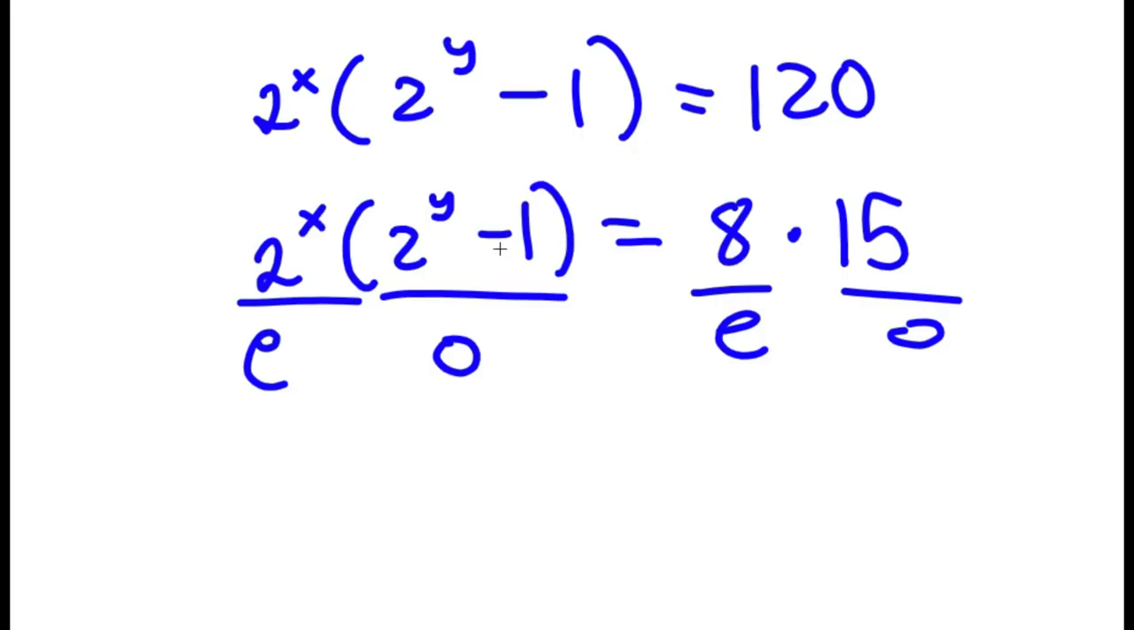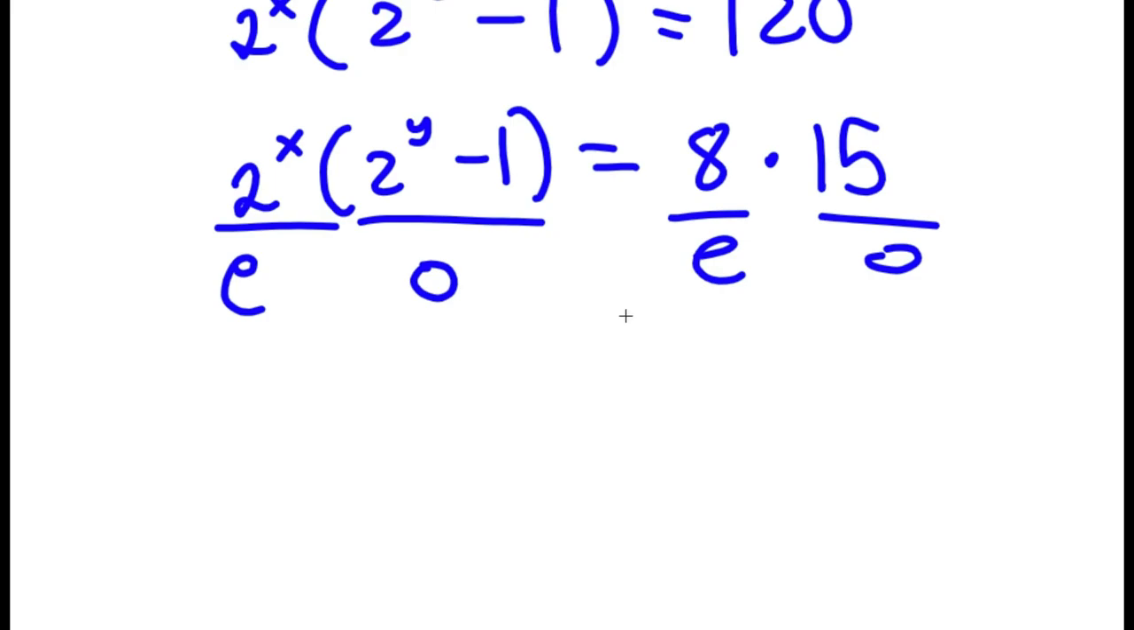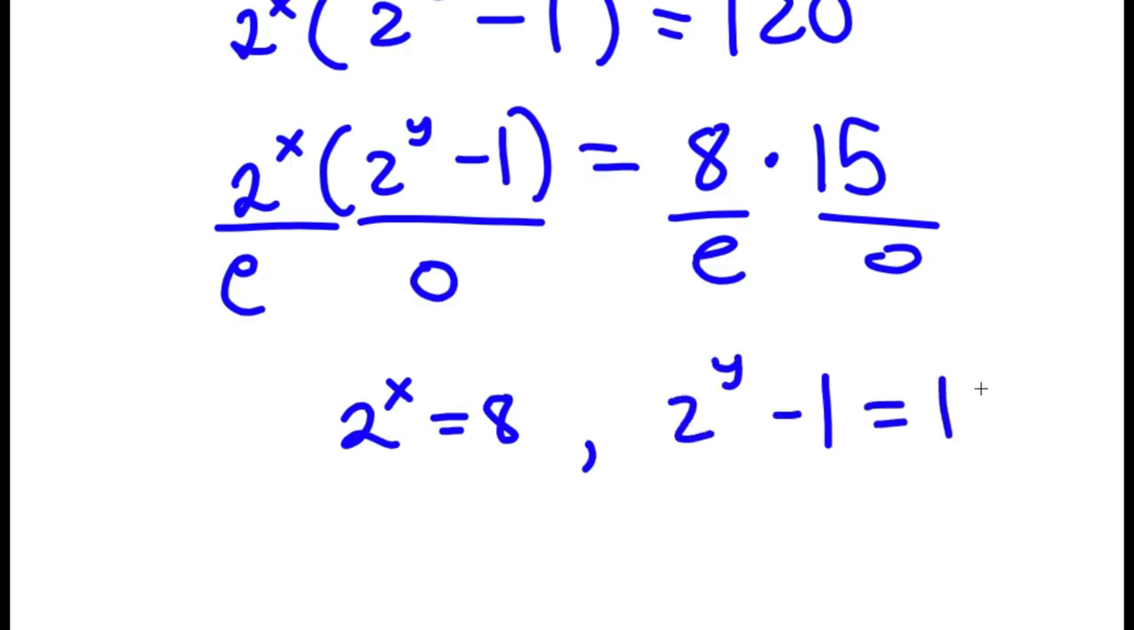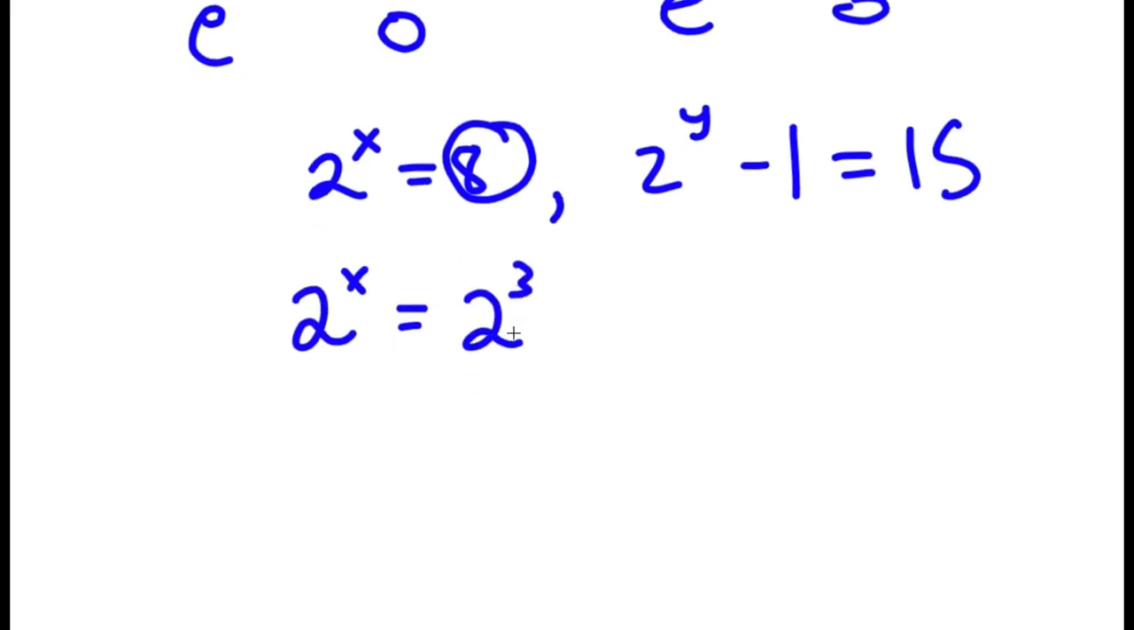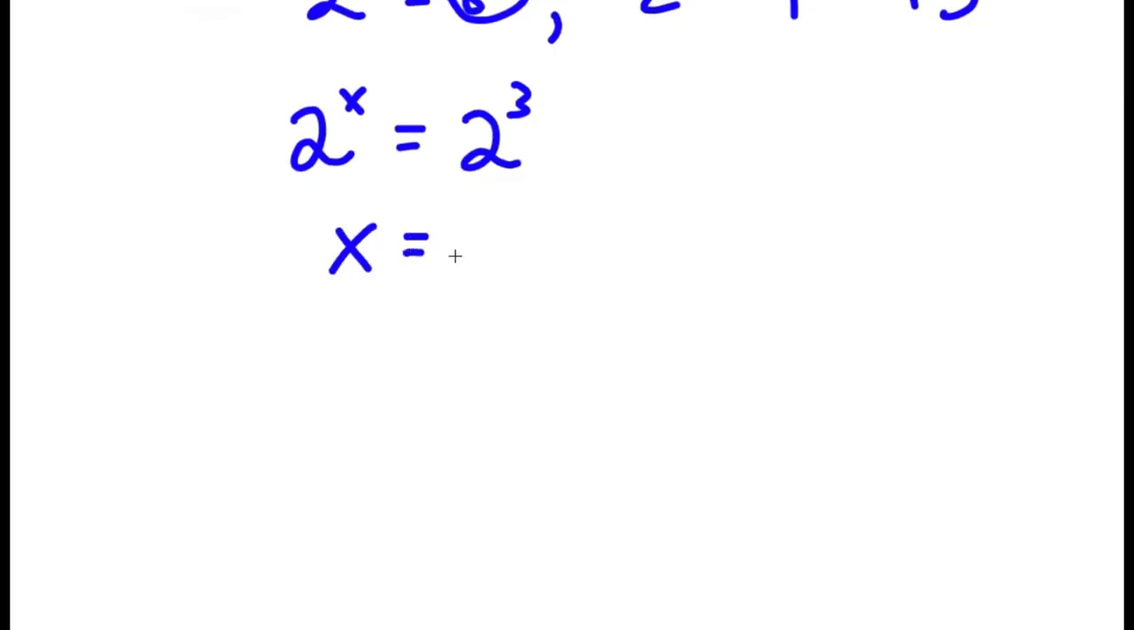So I have an even number times an odd number is equal to an even number times an odd number. So this means that both the even numbers are equal to each other. So 2 to the power of x is equal to 8. And both the odd numbers are equal to each other. So 2 to the power of y minus 1 is equal to 15. So let's first start by solving 2 to the power of x equals 8. So 8, this is the same thing as 2 to the power of 3. So now I have 2 to the power of x is equal to 2 to the power of 3. And this means that x is equal to 3.